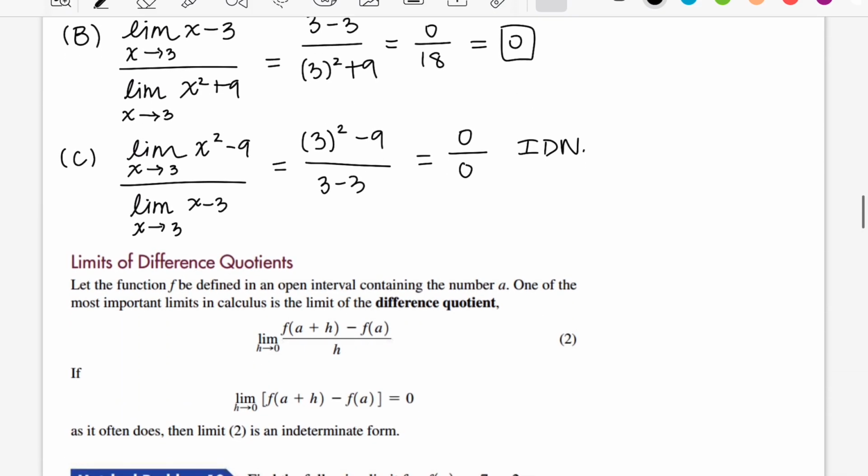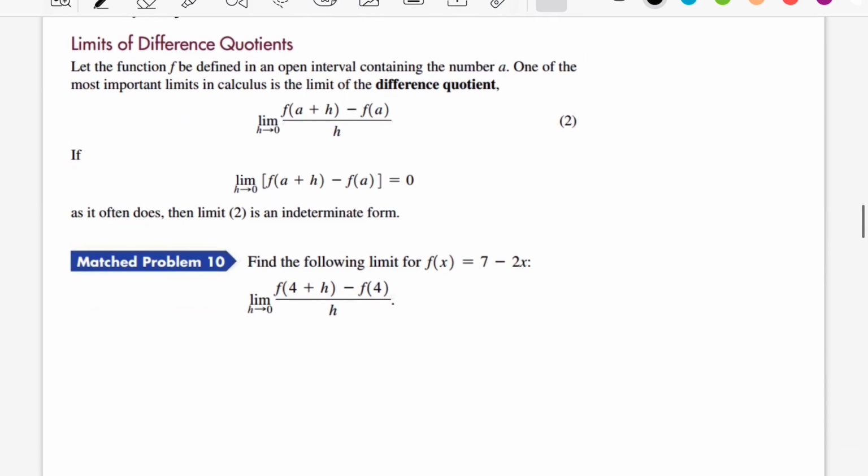Alright, so the last thing we will talk about in this video is the limit of difference quotients. So we want to let the function f be defined in an open interval containing some number a, and one of the most important limits in calculus that we'll see is the limit of the difference quotient, which is given by this here. So this here is the difference quotient. So if the numerator here is equal to 0, then this limit here will be in indeterminate form.